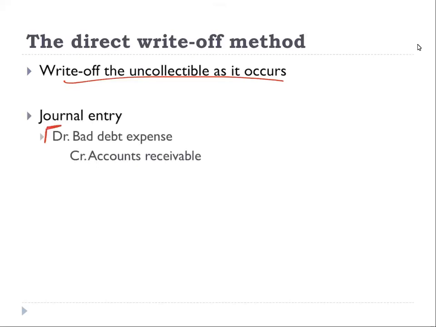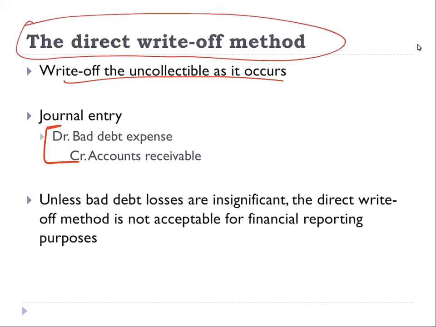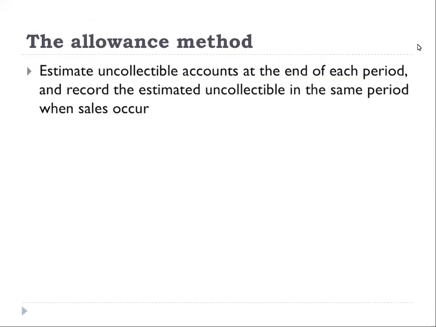The journal entry is to debit bad debt expense, credit accounts receivable. In this situation, the direct write-off method is not used very often. Unless the bad debt loss was insignificant, we do not use this method. It is only used when the bad debt loss is really insignificant. However, for all other situations, we need to use the allowance method.